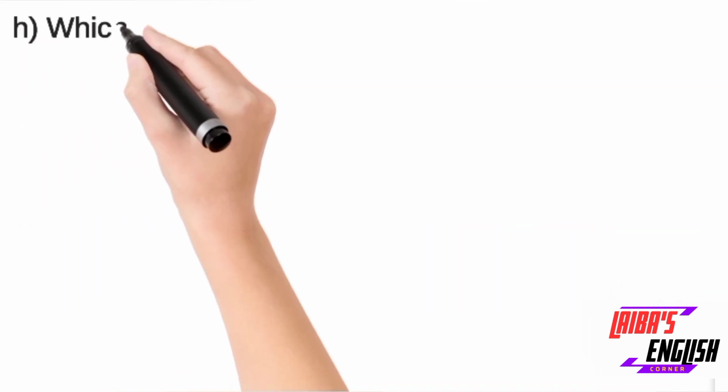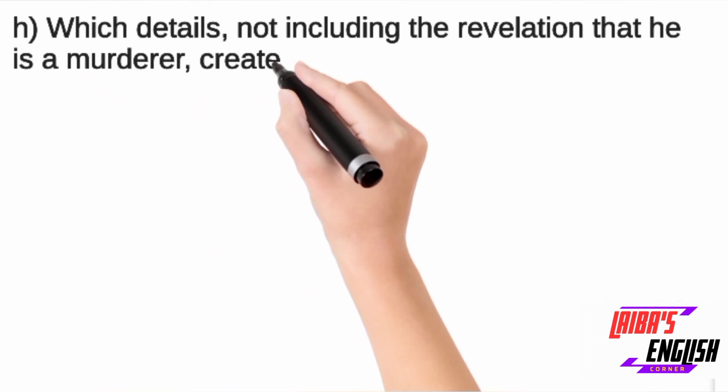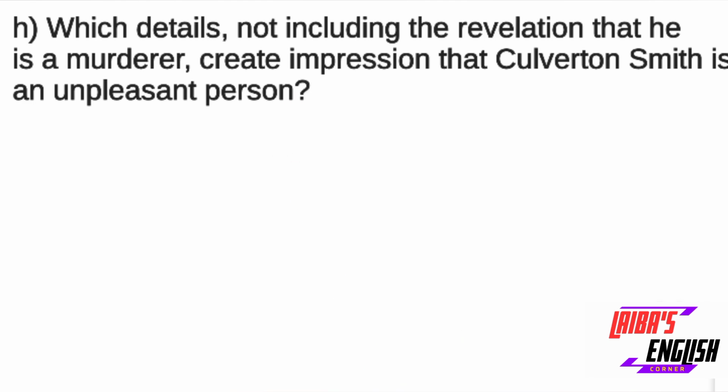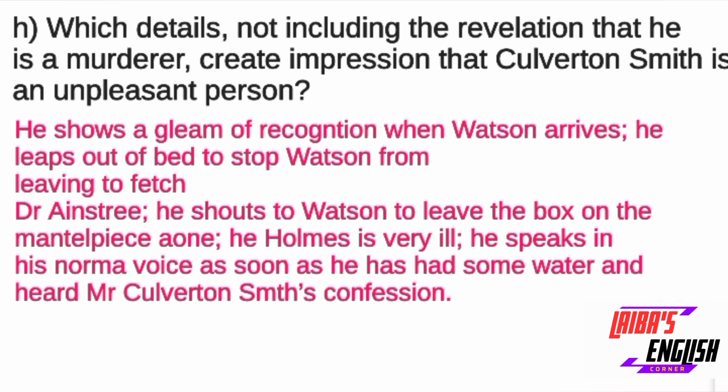Now these questions are more difficult to discuss. Now we will discuss part number 8, which asks: which details, not including the revelation that he is a murderer, create the impression that Cleverton Smith is an unpleasant person? Now we will answer this question. The answer is, he shows a gleam of recognition when Watson arrives. He leaps out of the bed to stop Watson from leaving to fetch Dr. Anstrey. He shouts to Watson to leave the box on the mantelpiece alone.